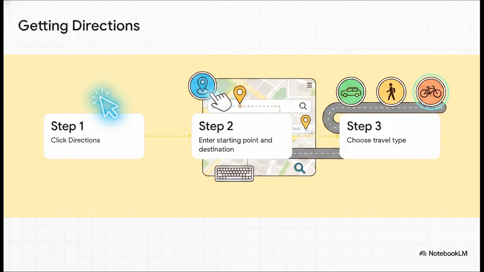It takes just 3 simple steps to map out your journey. Click Directions, punch in your starting point, or just let your Mac use your current location, enter your destination, and choose how you want to get there. It's incredibly streamlined, so you spend less time planning and way more time actually doing.